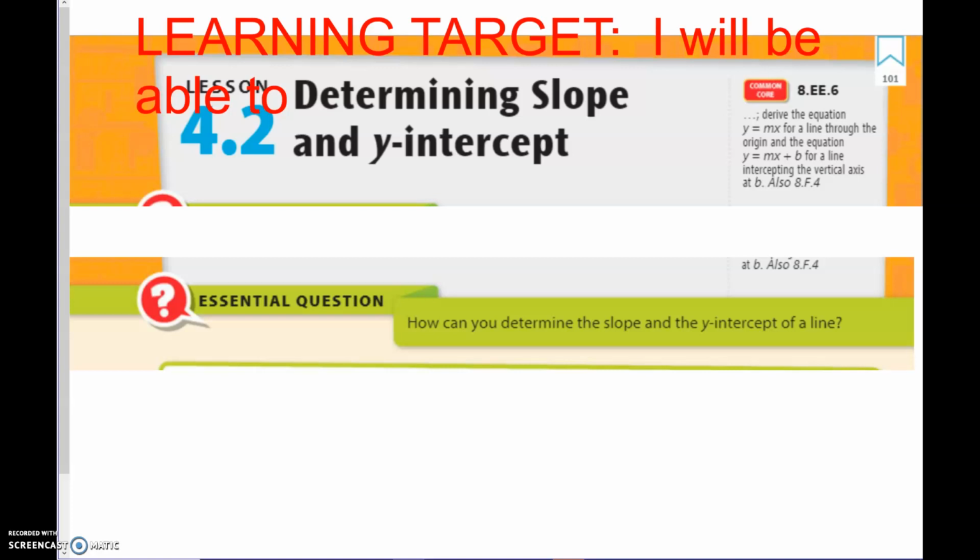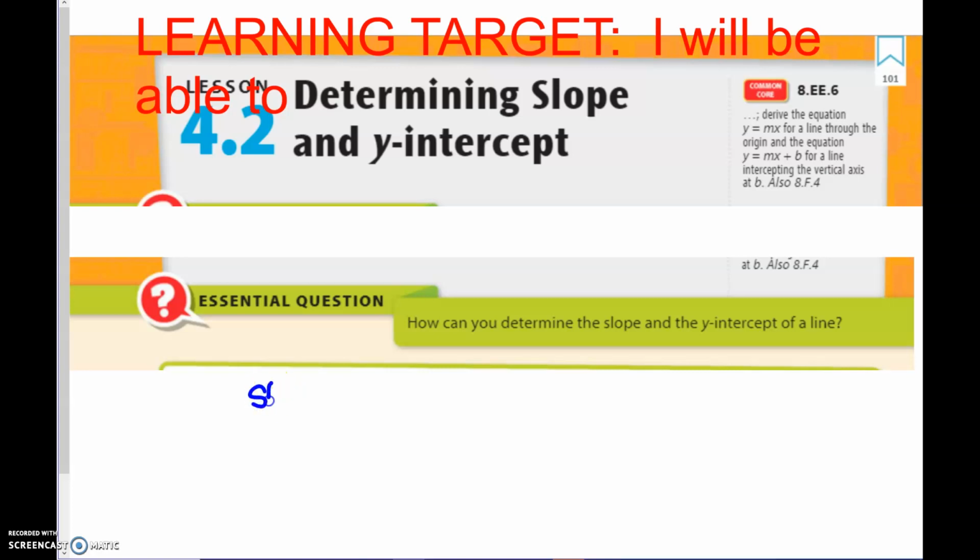Today we're going to be covering module 4, lesson number 2. And your learning target is, I will be able to determine slope and y-intercept. So two main concepts for today are slope and y-intercept.